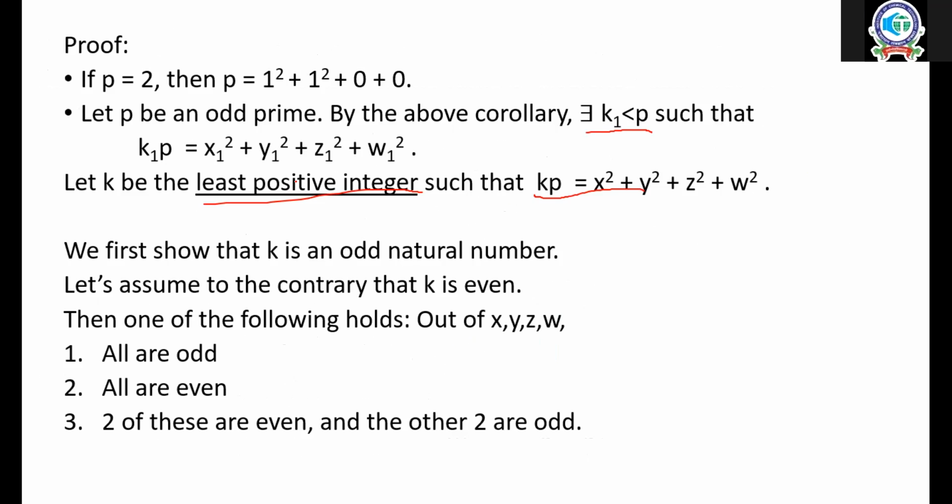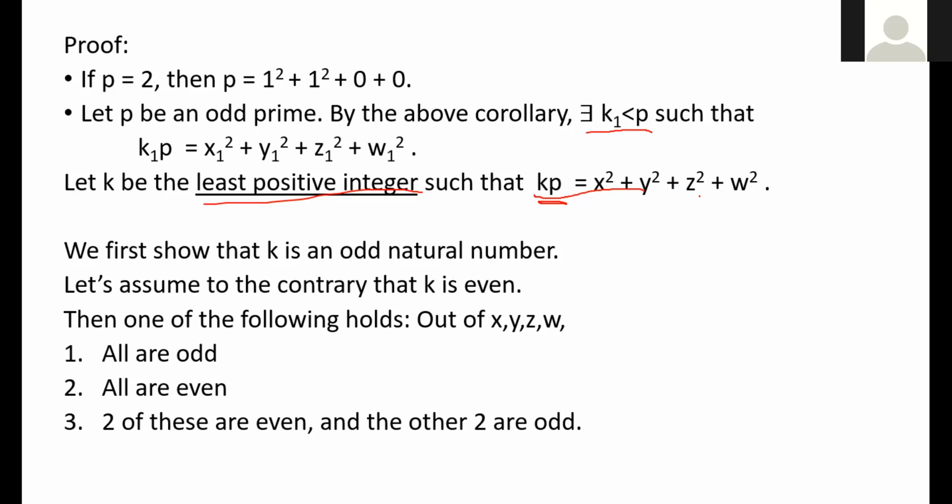Okay. So we first try to show that k is an odd natural number. We proceed by the method of contradiction, and so if we say that k is even, then kp is going to be even, right? And when kp is even, and we know that kp is equal to x square plus y square plus z square plus w square, what we can conclude about x, y, z, w is that either all of these are odd, or all of these are even, or two of these are odd, or two of these are even.